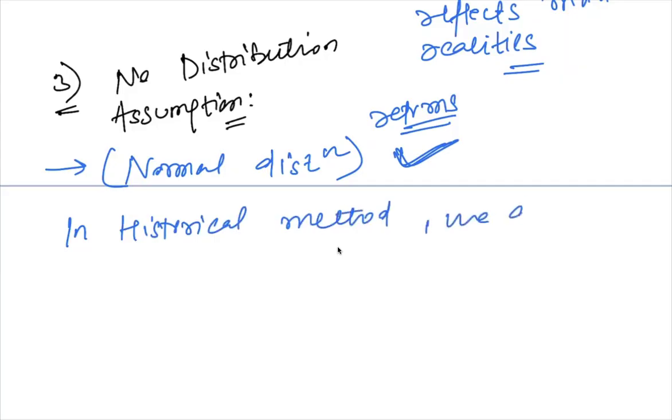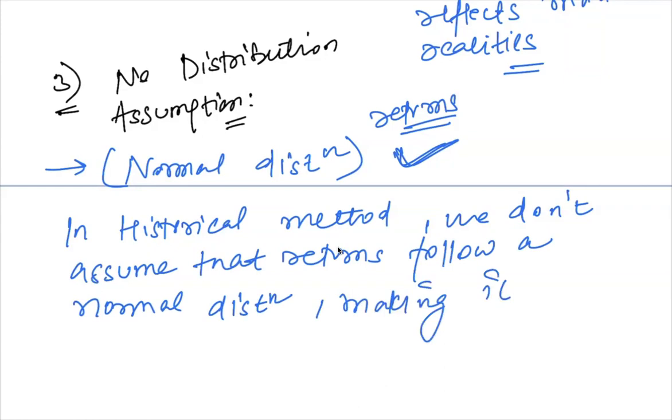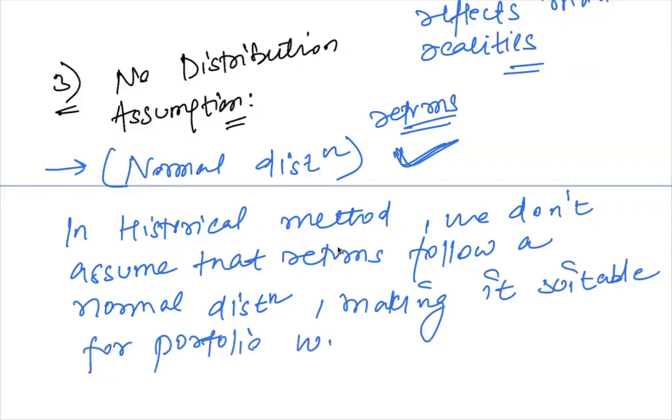So in the historical method, we don't assume that returns follow a normal distribution, making it suitable for portfolios with non-linear instruments.